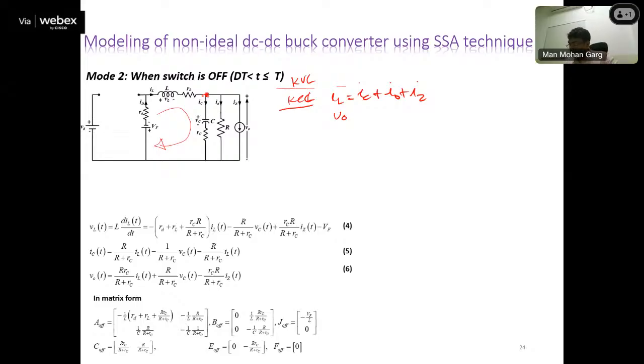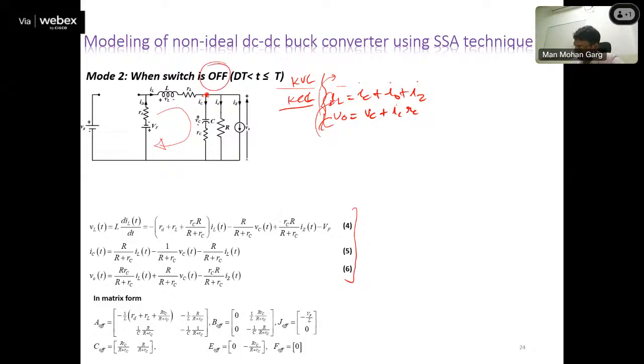Okay, so the third equation will also remain the same, that is V naught equal to VC plus ICRC. Now, using the same fundamentals, we calculate the V naught with the help of these two equations. Then we'll put that V naught back here. We get these three more equations, and these equations are valid when the switch is off.